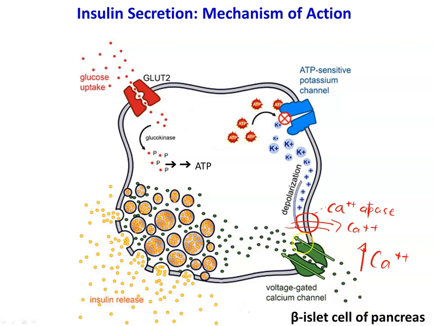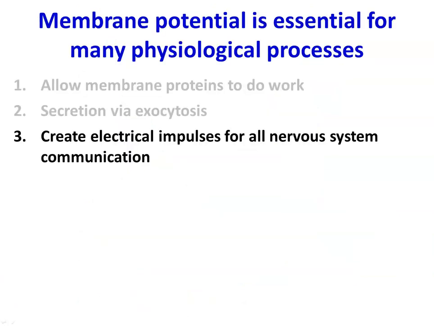Now, I open my voltage gated channel, which is going to respond to voltage within the cell. And as soon as this gate opens, I can have calcium rushing in and binding to these vesicles, which will allow us to have the release of whatever protein you're trying to exocytose. Now, the last example I'm going to give you folks is electrical impulses, right? And so for the nervous system, neuron to neuron or neuron to muscle, the nervous system communicates via electricity. Okay? And so these membrane potentials provide this electricity.